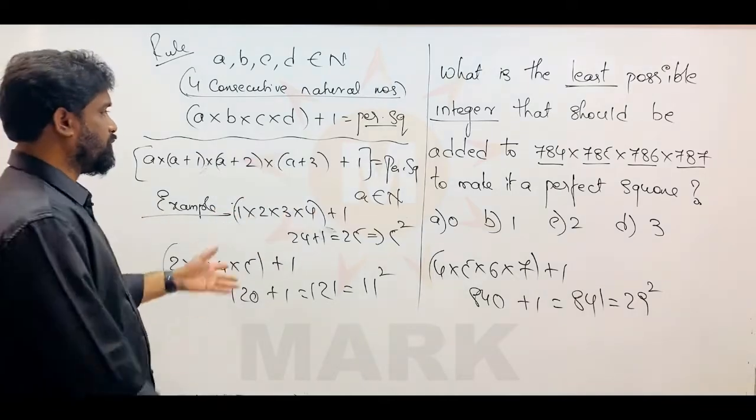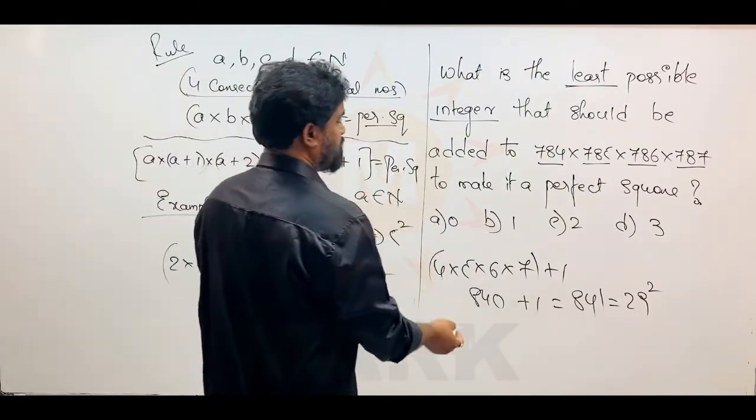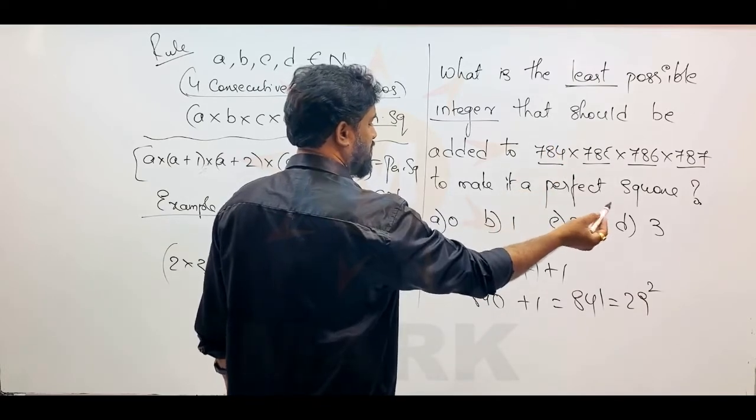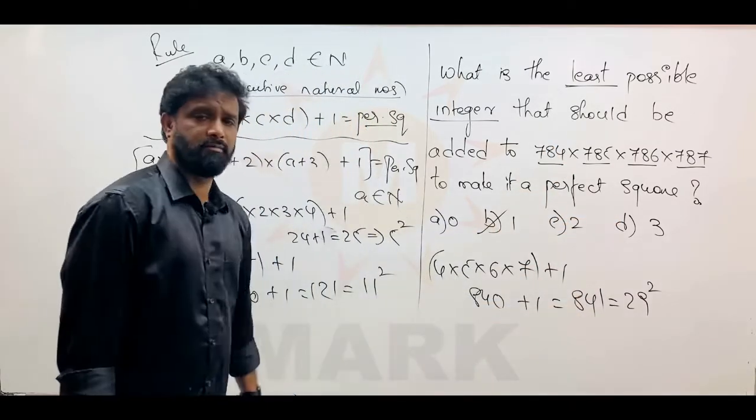Perfect square. So what is the answer? The least possible integer that should be added, when 4 consecutive natural numbers are given, to make it a perfect square. Answer is always the same, that is 1.